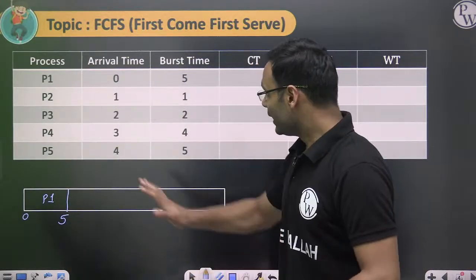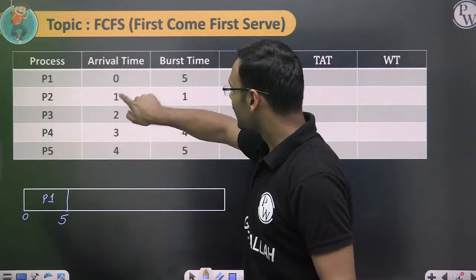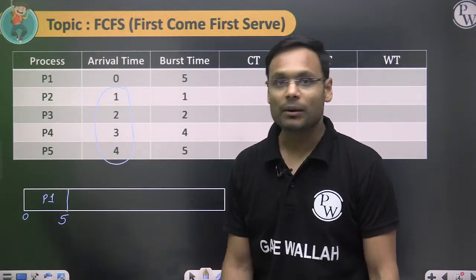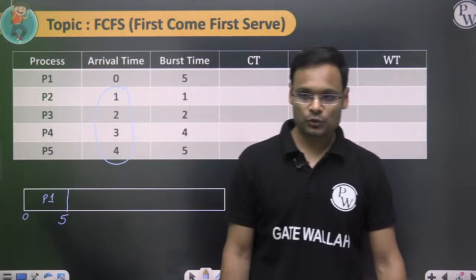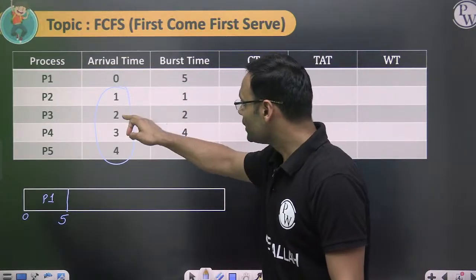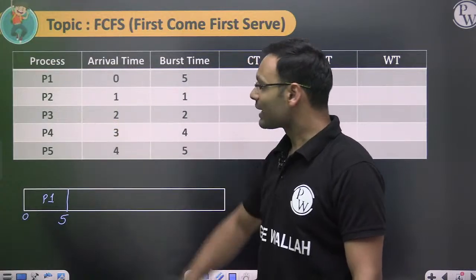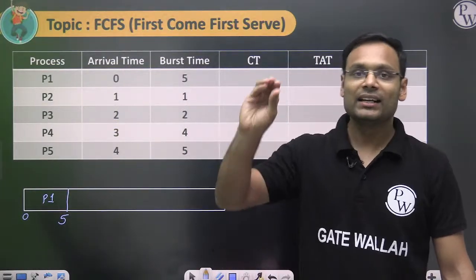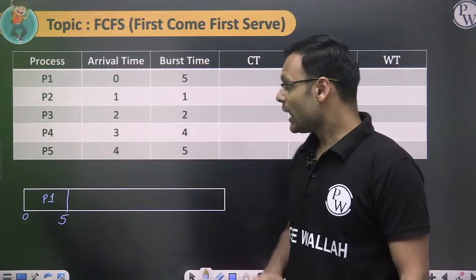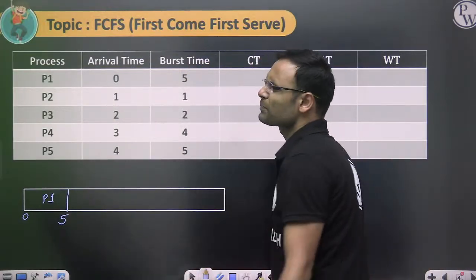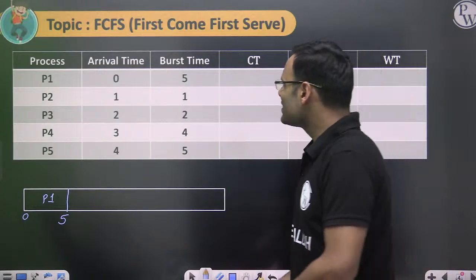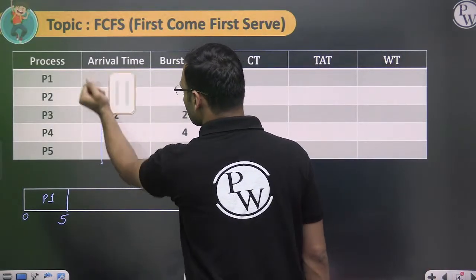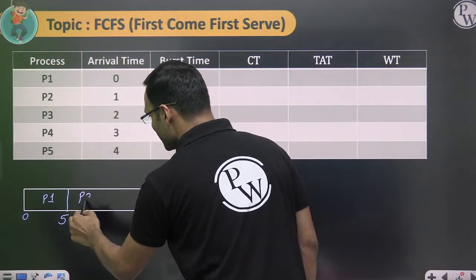Now, till 5, we check the ready state processes. These 4 processes, P2, P3, P4 and P5, will arrive while P1 executes in the CPU. Arrive means they are added to the ready queue. Now among these, tell me which process to run next. It's very easy. Whichever arrives first. P2 arrives first among all, so P2 runs next.